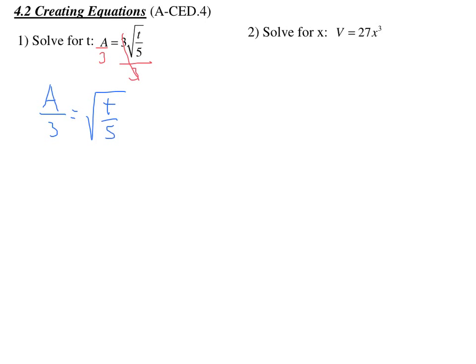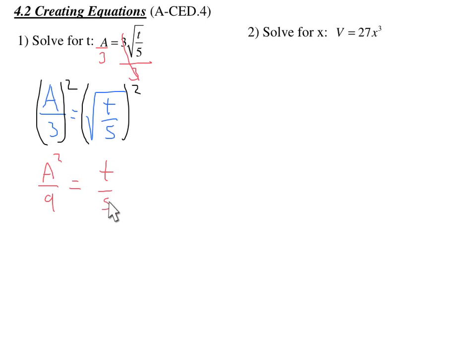Now, how to get rid of a square root? Well, the opposite of square rooting is squaring. So I'm going to square both sides. So let's square both of these sides. And that gives us a squared over 9, because we're going to square the top and square the bottom, equals t over 5. Now, again, I squared top and bottom, and the square root of 3 is 9.